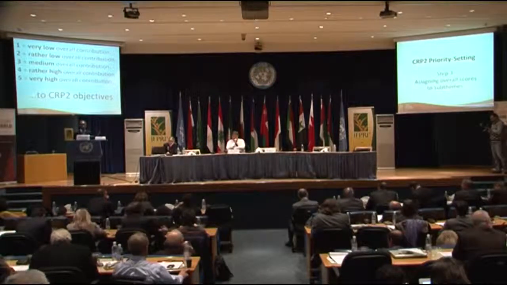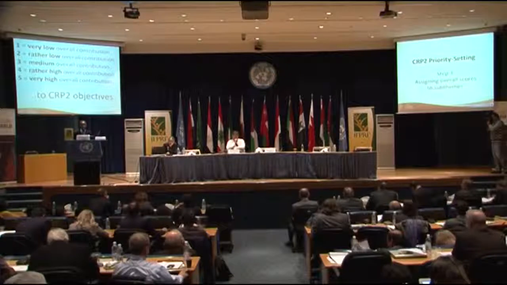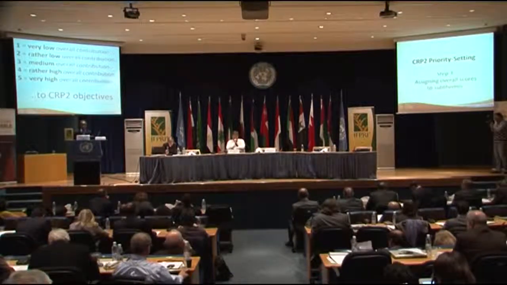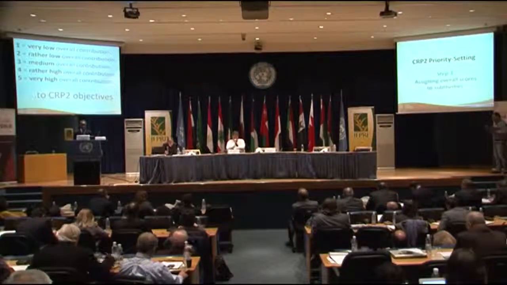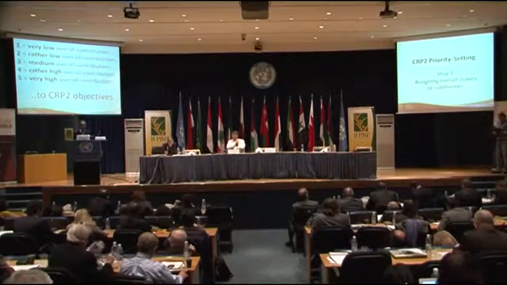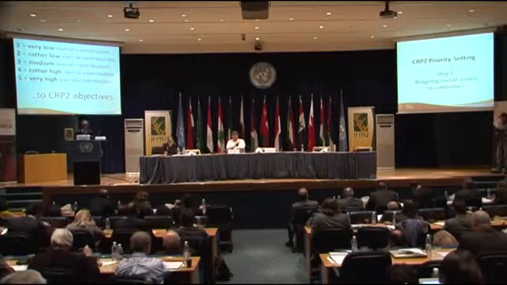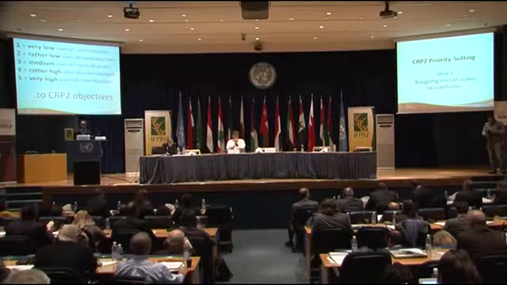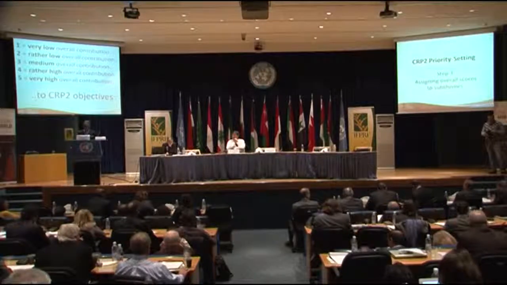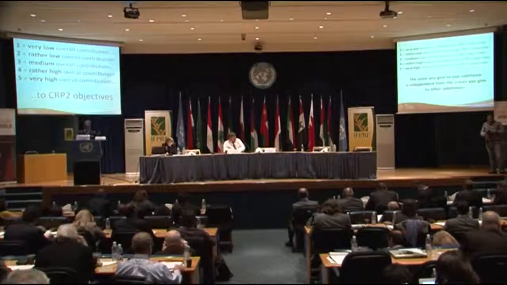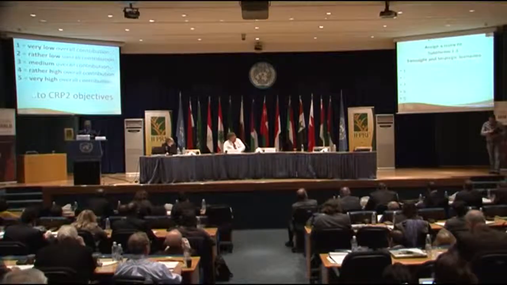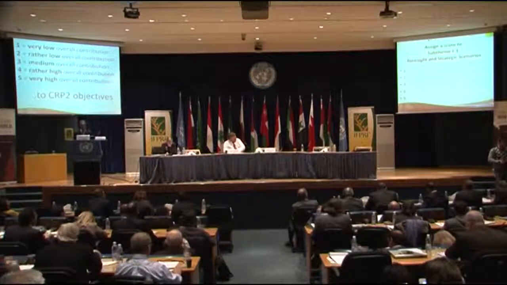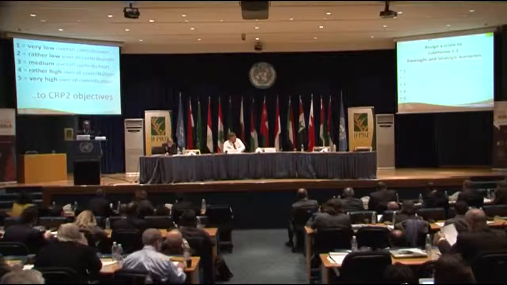Okay, now we're going to proceed to the voting. I'm going to show you 10 successive slides. Each slide is for one subtheme, and for each slide, I will ask you to enter 1, 2, 3, 4, or 5, which is the score that you're assigning overall to this subtheme. So we'll start with subtheme 1.1, which is foresight and strategic scenarios. Please assign a score between 1 and 5 to this subtheme.